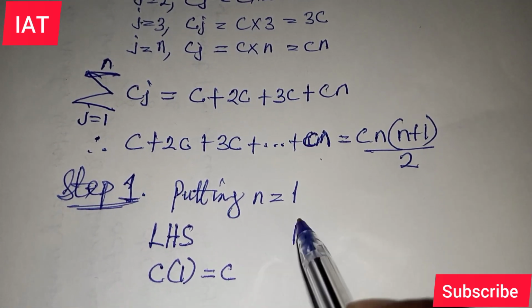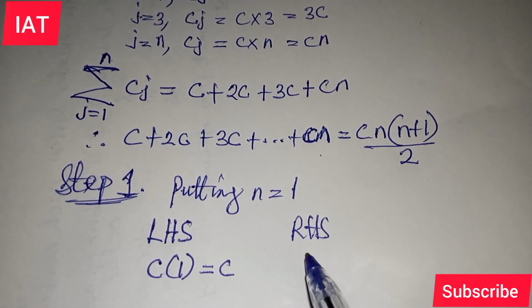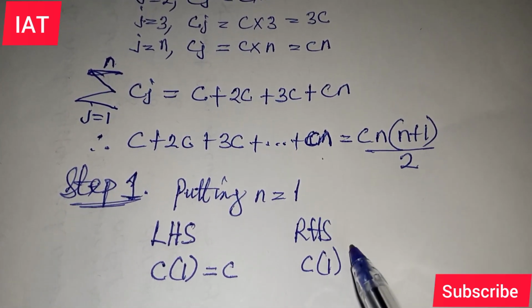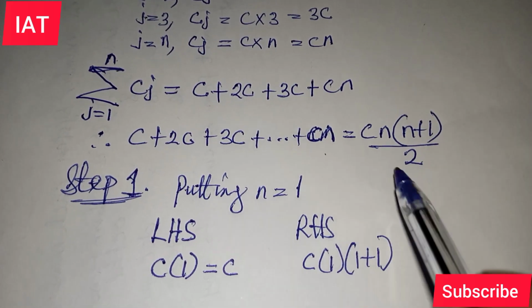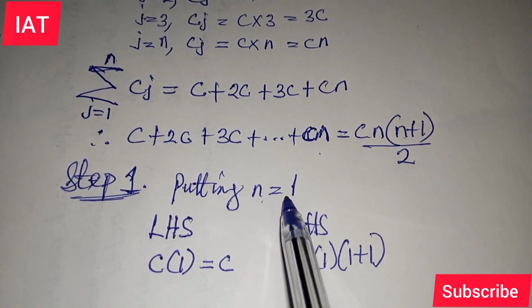What about the right hand side? The right hand side, which is this one, we have c into 1 into 1 plus 1. That means anywhere you see n, you just put 1, because we say putting n equal to 1.